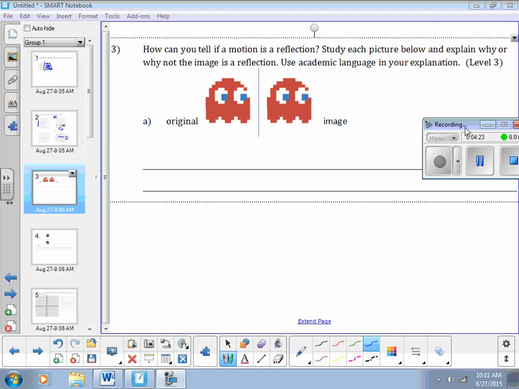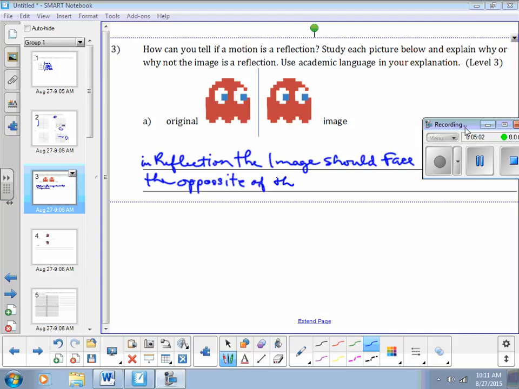So when you look at something in the mirror, what is it that's always happening? Reverse? Okay. Give me another word that we can use for reverse. Opposite or flipping? Yeah. In reflections, the image should face the opposite of the original.